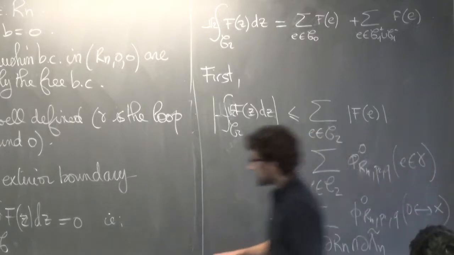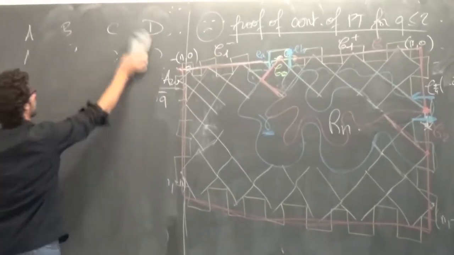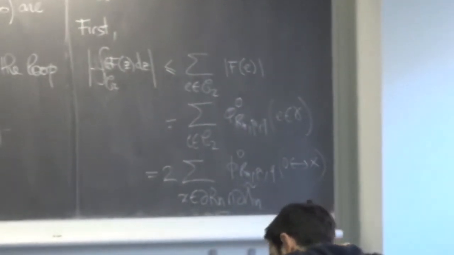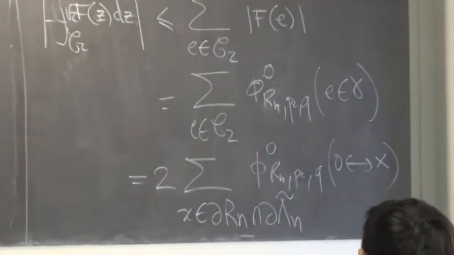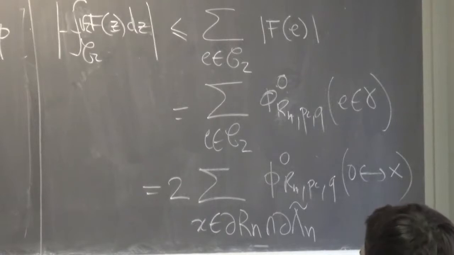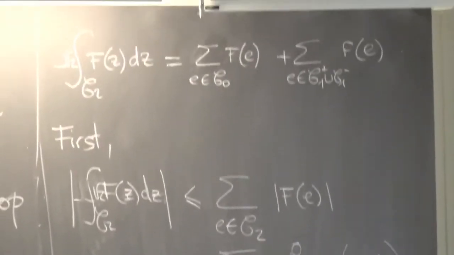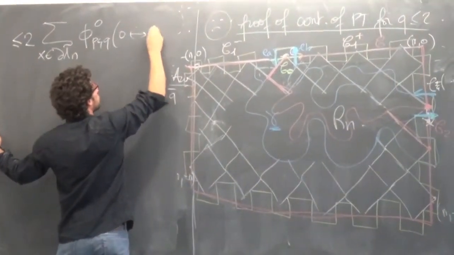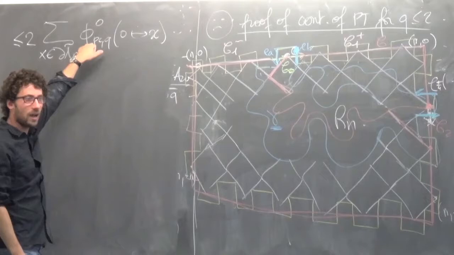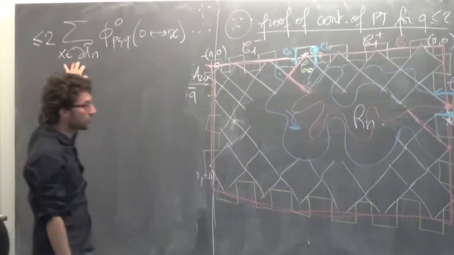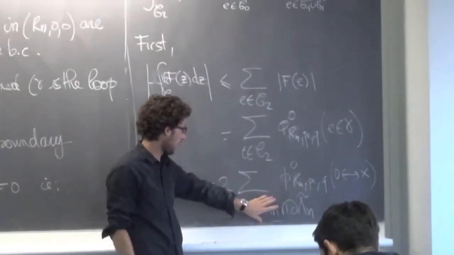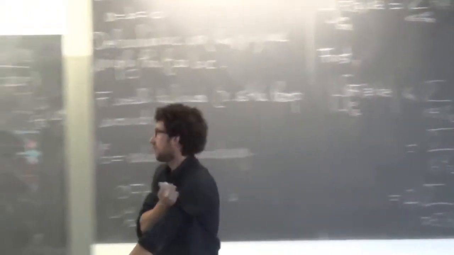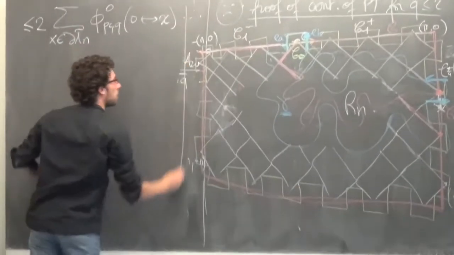But now, just apply comparison between boundary conditions and the fact that you have fewer vertices on the boundary of Rn than on the boundary of lambda n. This is smaller or equal to twice the sum over x on the boundary of the box of psi lambda n of phi 0 PCQ of 0 connected to x. So what did I do? I pushed the Rn to infinity, and I just removed the condition that the x has to be on the boundary of Rn, and I keep only that. Now, this is just going to be a parenthesis here.